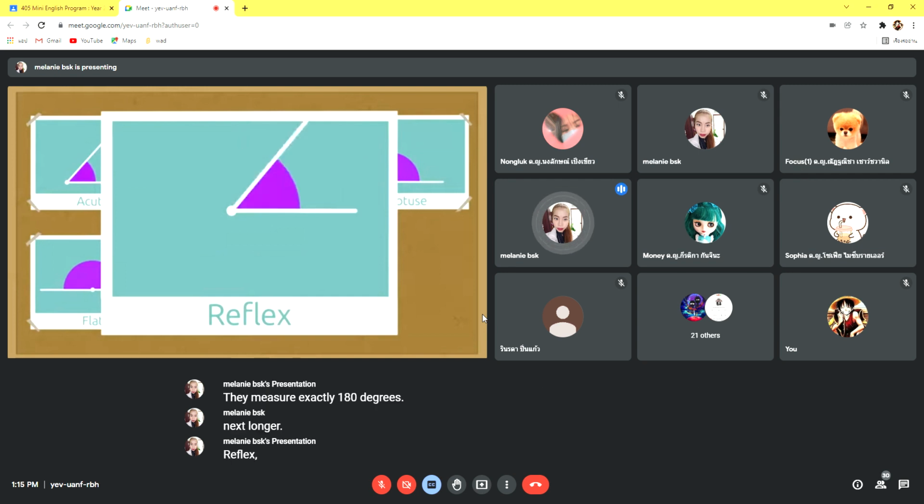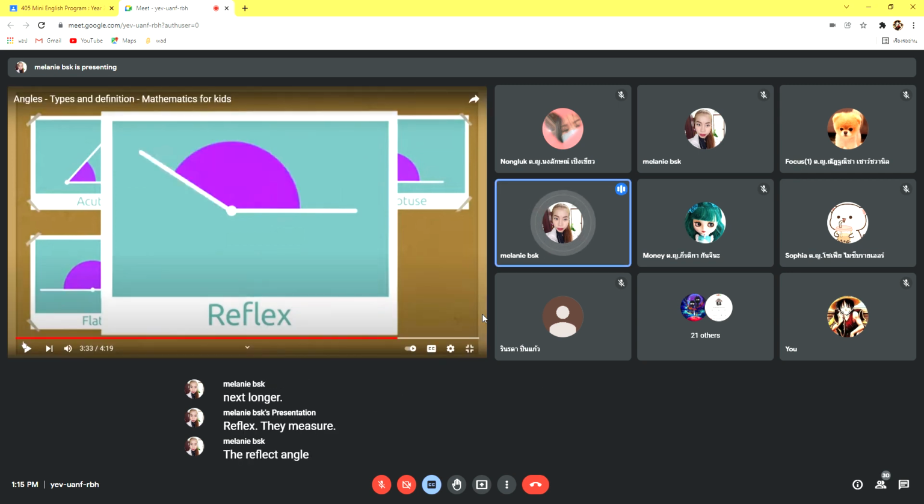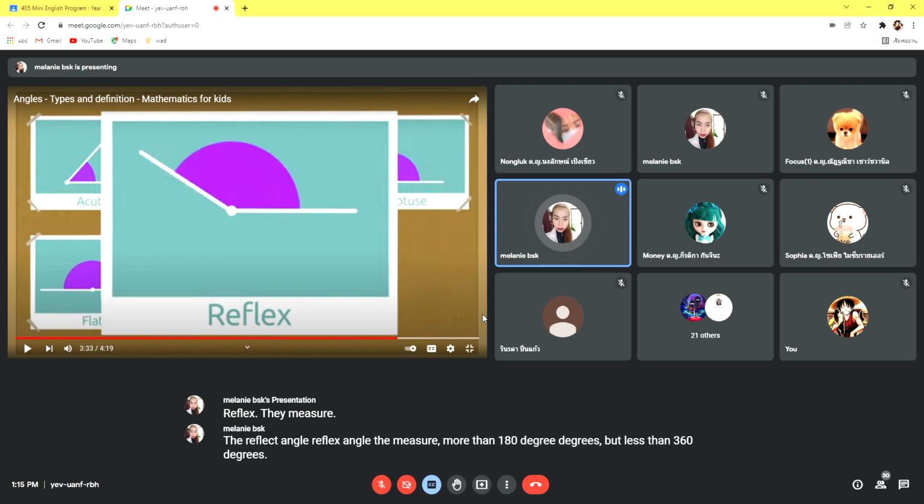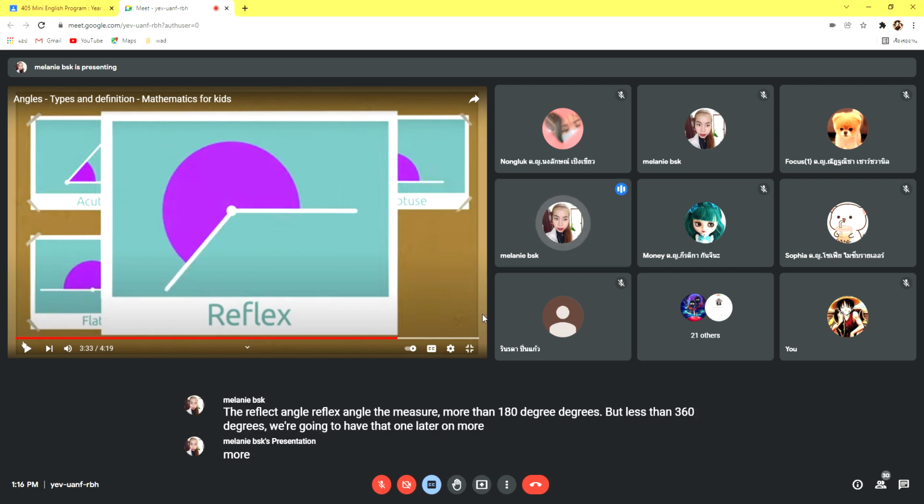Reflex angle. They measure more than 180 degrees, but less than 360 degrees. We're going to have more examples of that one later on.